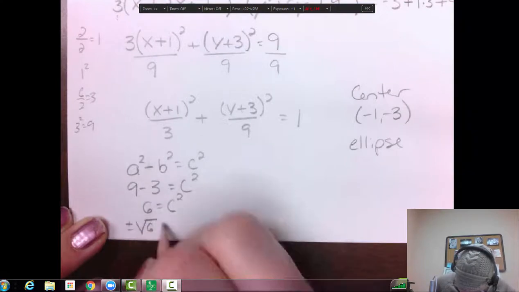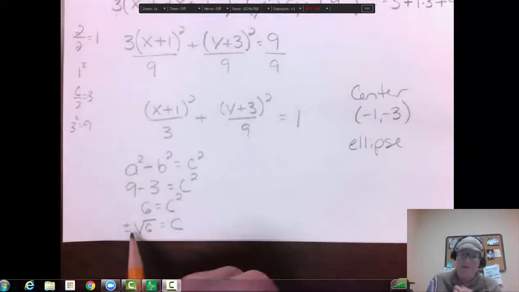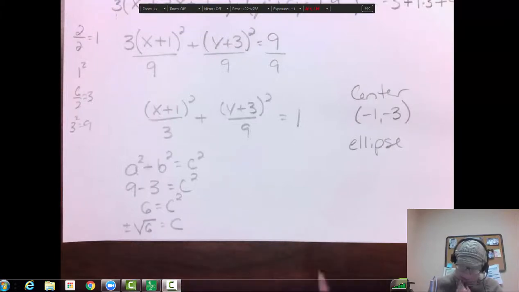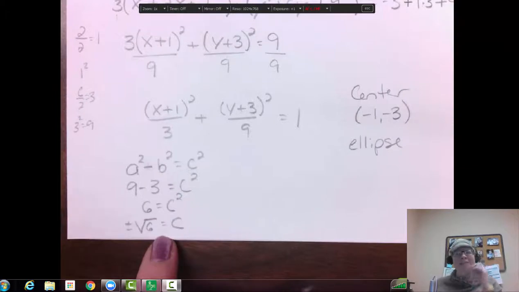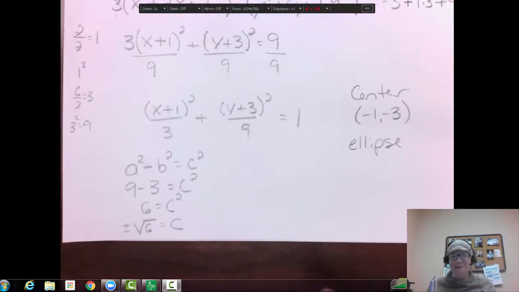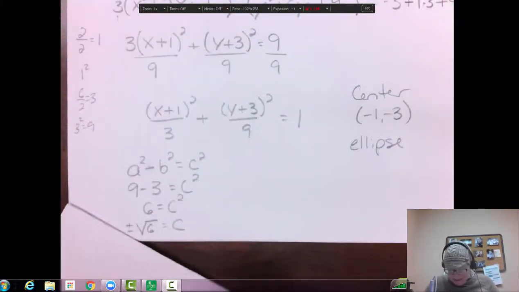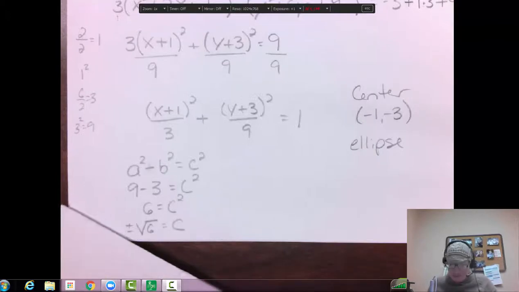Plus or minus equals c. Don't forget the plus or minus. It's easy, when I square root, to forget those plus or minus there. So center, c value. How can I write the focus when the center is off and we have our c value? So think about the graph. I'm going to show you the graph of this so that you can see the difference between the last one we graphed and this one, because this one has the ellipse going the other direction.